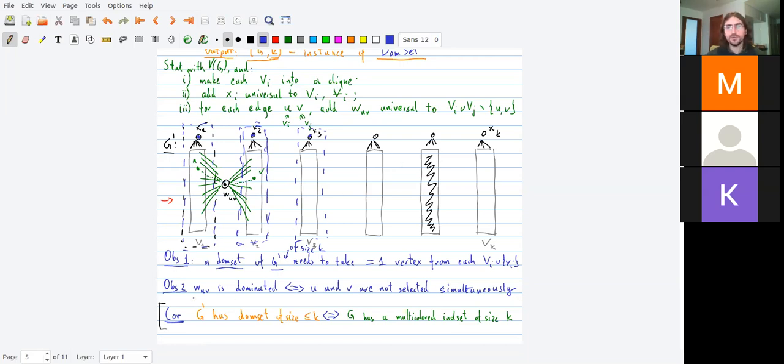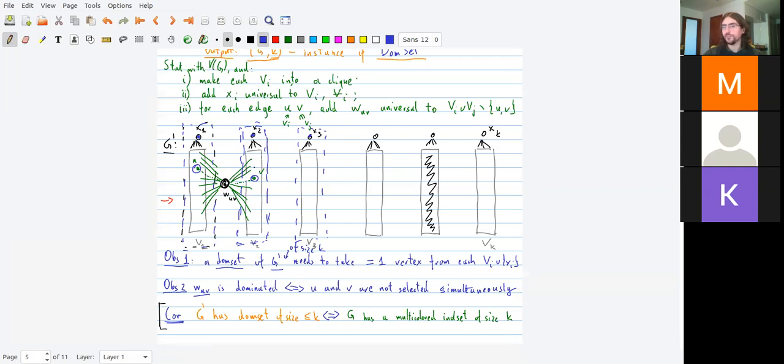And now let's look at those vertices W_UV. So when is this vertex dominated? This vertex is dominated when we did not simultaneously choose U from this part and V from this part.